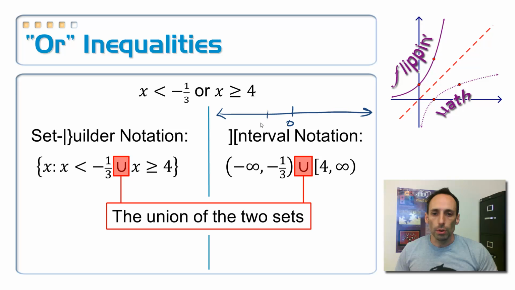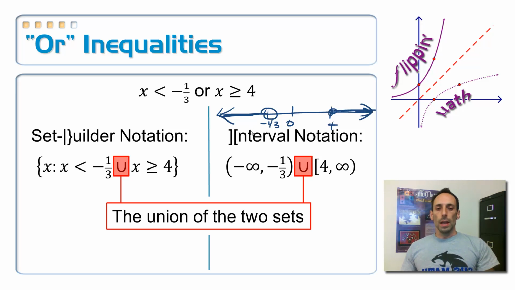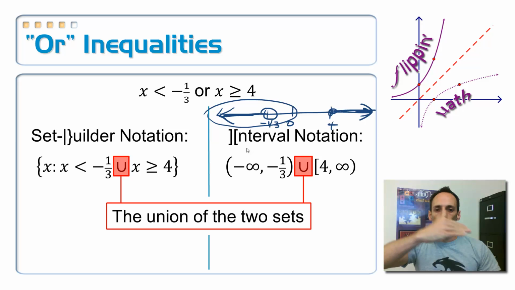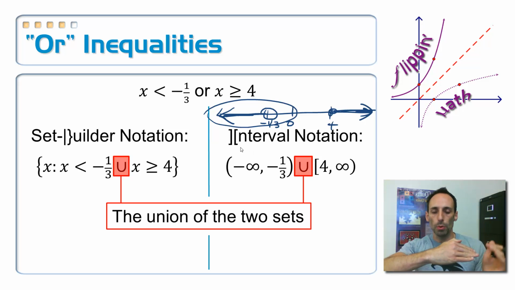So I've got a 0, I've got a negative 1/3, and I've got a positive 4 on here. I know this is colored in to the right of 4. It is open and to the left of negative 1/3. And just go from left to right, smallest to biggest. So here's one interval. Smallest is negative infinity all the way up to negative 1/3. It gets parentheses because it's open.